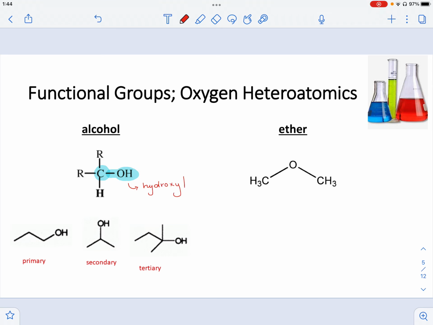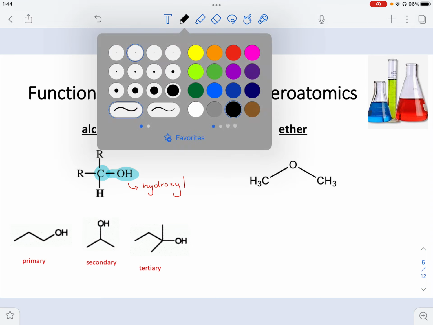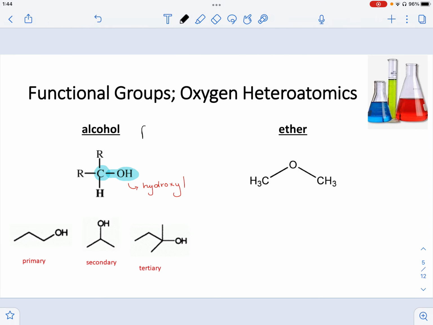Now, that carbon atom can be bonded by three hydrogens. It can be bonded by carbon chains. And you may notice that some of the structures that are illustrated here have these groups that are called R groups. R represents the rest of the molecule.